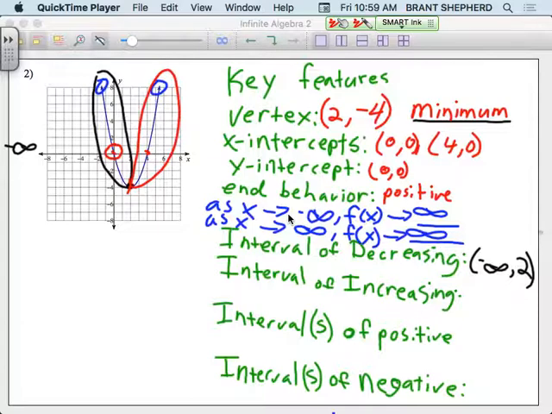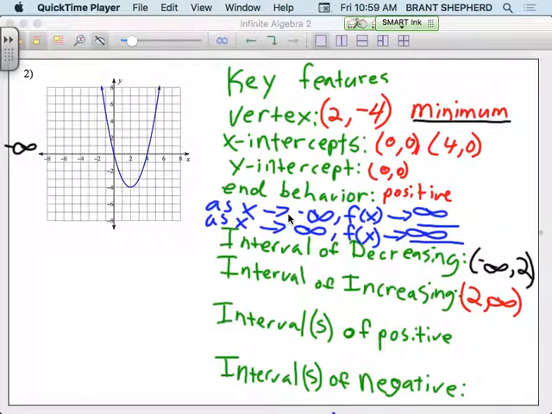Okay? So it's going to start at 2, that minimum point of 2, and it's going to go from 2 all the way to infinity. Because it's going to go up forever and ever, as far as we know, because it's ending going off the graph to the right, going up. Okay, we just have a couple more.